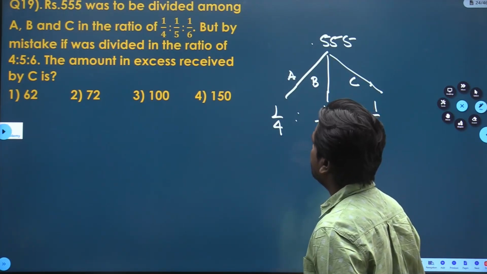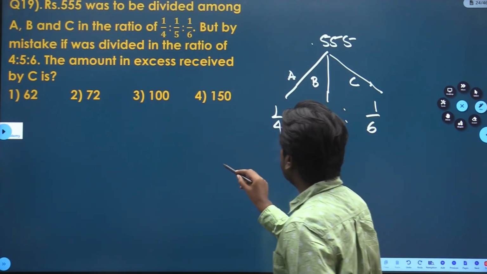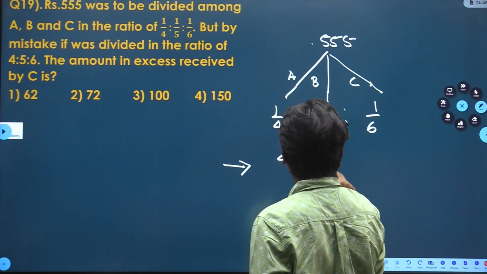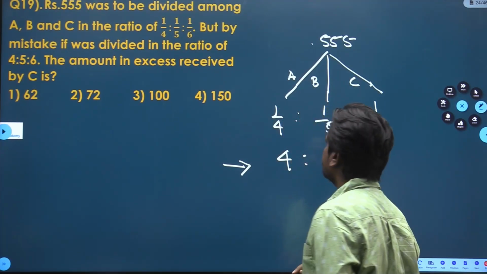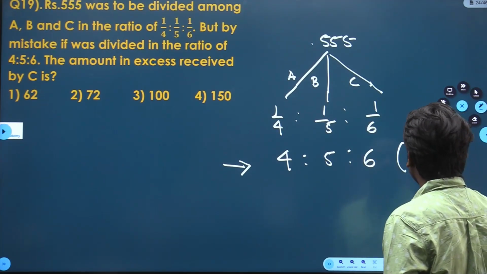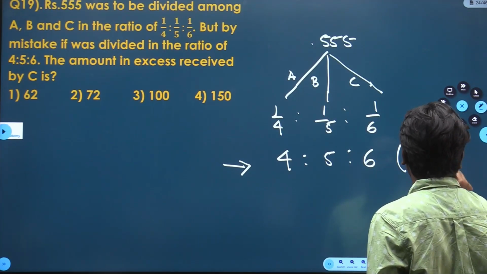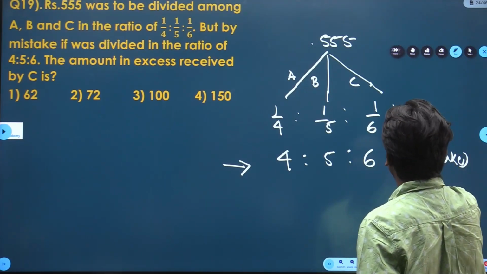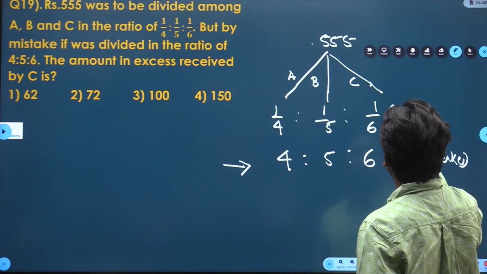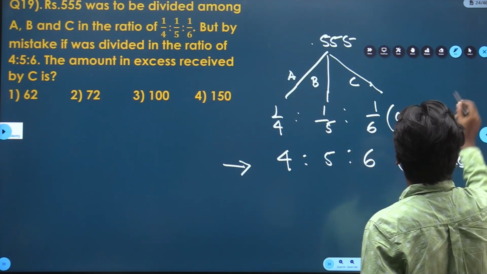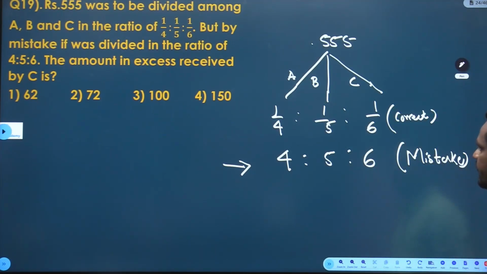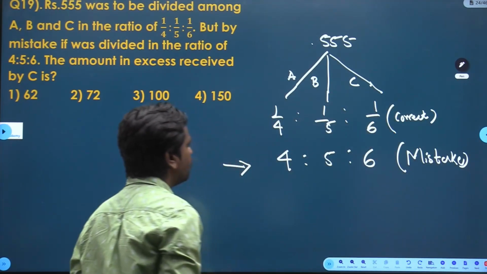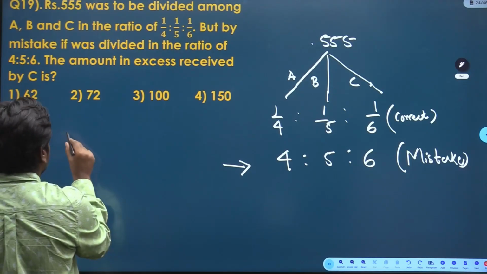But it is divided in the ratio of 4:5:6. What you do is first simplify this ratio, 1/4:1/5:1/6.